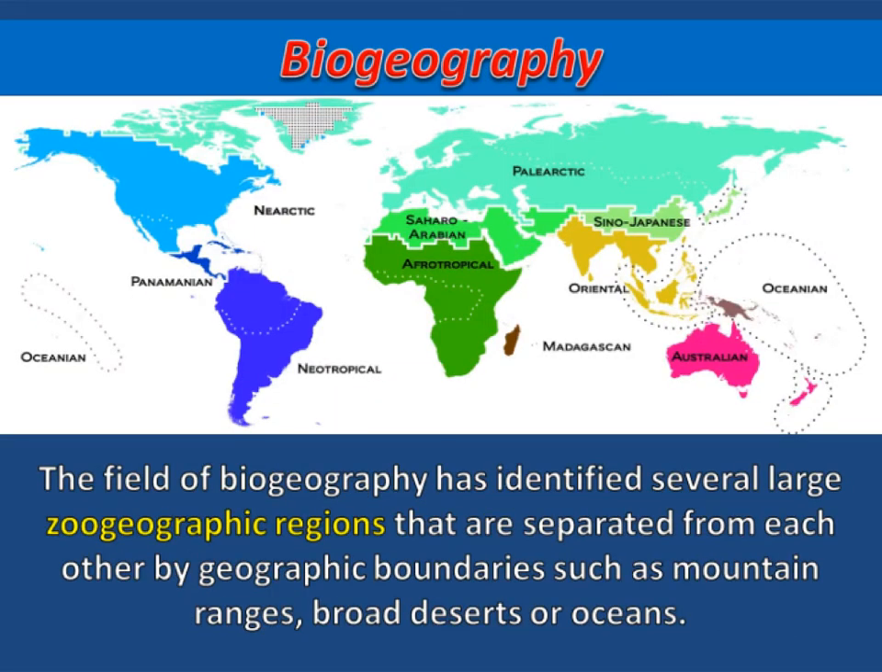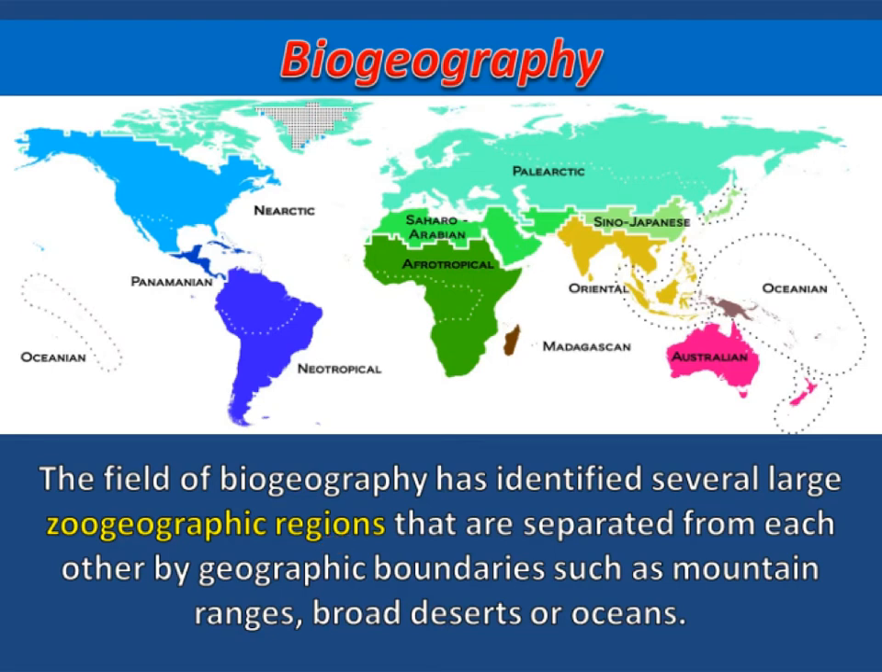In the field of biogeography, it has identified several large geographic regions that are separated from each other by geographic boundaries like mountain ranges, broad deserts, or oceans. If you look at this map up here, class, you can see these different zoogeographic regions. You have this color here, this lighter blue, this green, this mint color, and the Australian continent in this pink color. Each of these different colors represents a zoogeographic region.